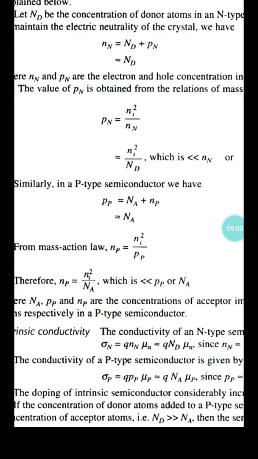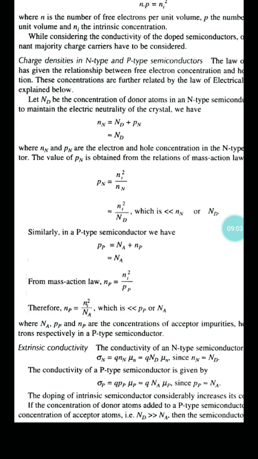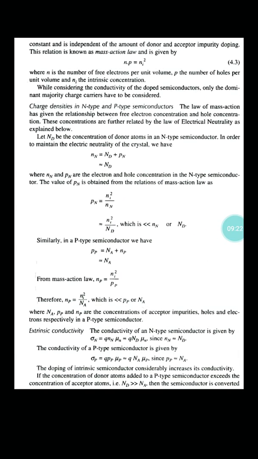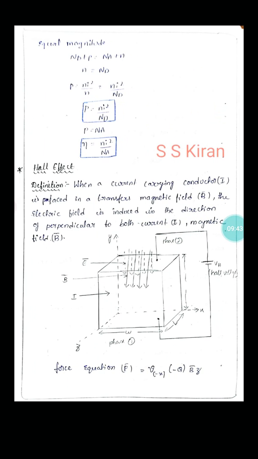Based on this expression we can write for N-type semiconductor material, and also for a P-type semiconductor, sigma p is equal to Q into Pp mu p. Since Pp is equal to Na, Na means the acceptor concentration for p-type, and Nd means donor concentration. This is the clear explanation about charge densities in n-type and p-type semiconductors. Again, the law of mass action gives the relationship between free electron concentration and hole concentration: Pn is equal to Ni squared by Nd, and Np is equal to Ni squared by Pp.